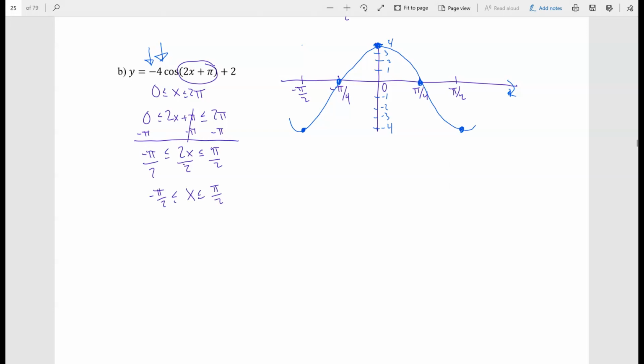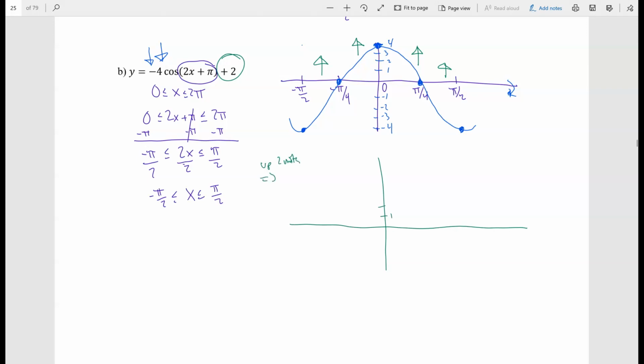Okay, now we're not done yet because notice that we also have this positive 2. And this positive 2 is shifting the entire graph upward. So we're going to shift up 2 units. That's going to be the last thing. So I'm going to write it like this right here.